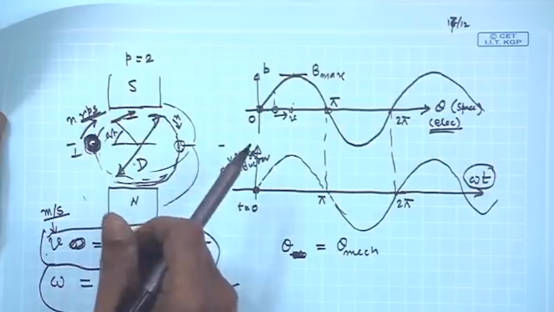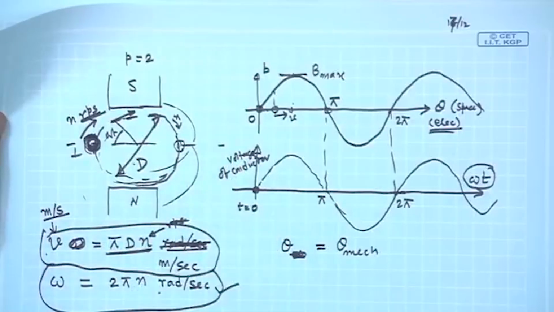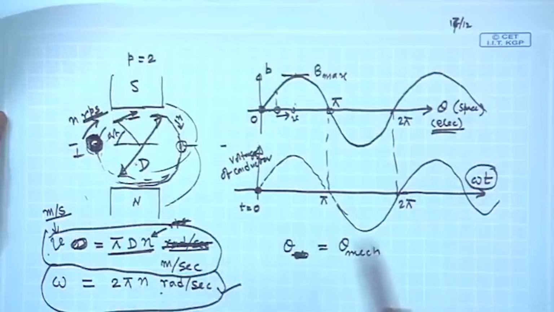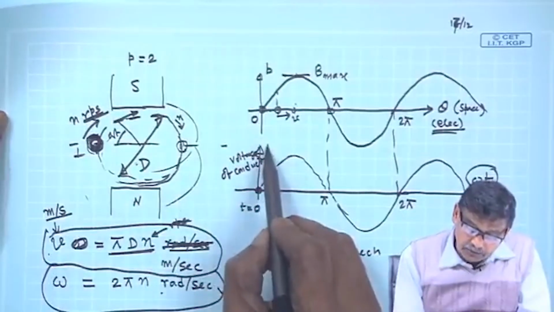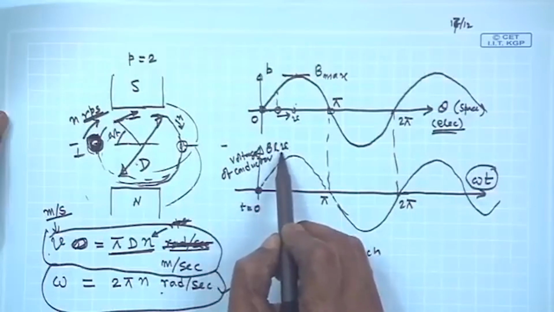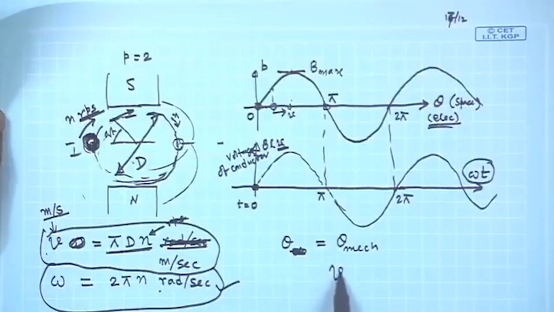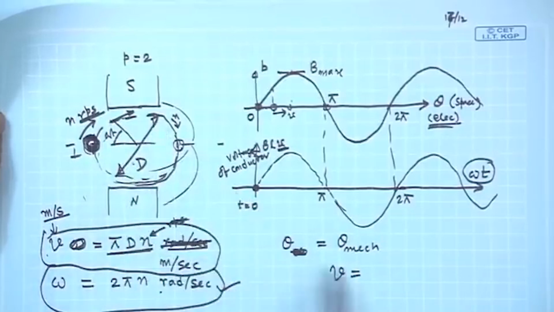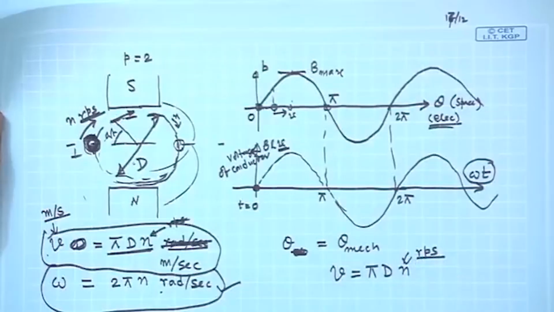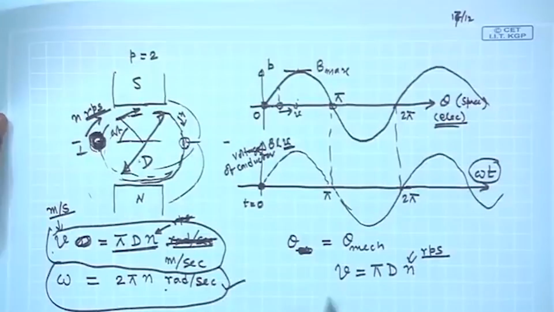The speed of the rotor is n rps, which I can measure with a tachometer. That is the mechanical speed. But to calculate the induced voltage I require V, not omega, and V must be expressed in terms of the diameter of the rotor. If it is d, V is equal to pi d n, but mind you n is in rps. It may be expressed in rpm, but here rps, and the angular speed is 2 pi n radian per second.